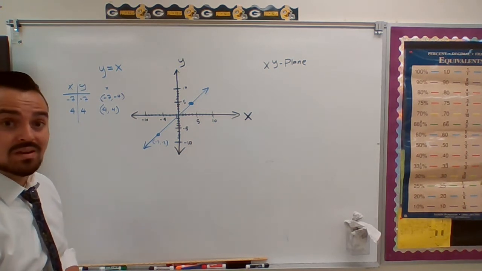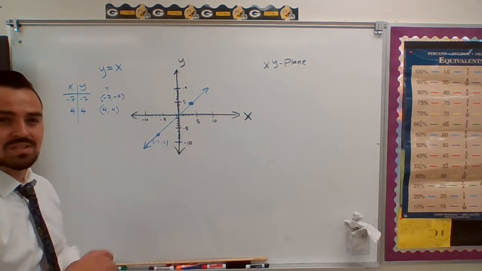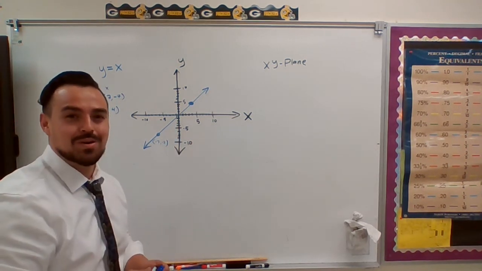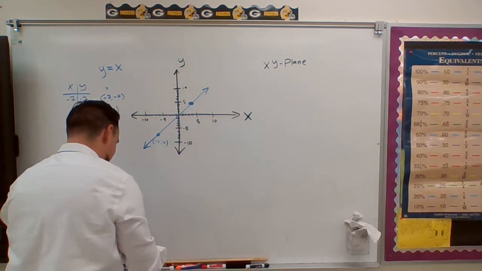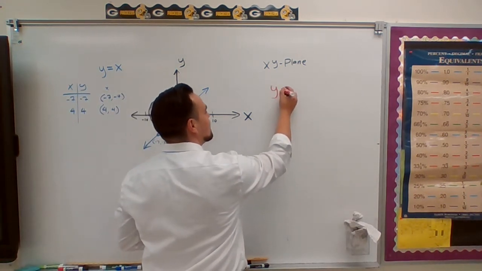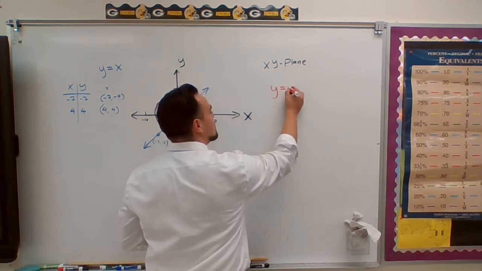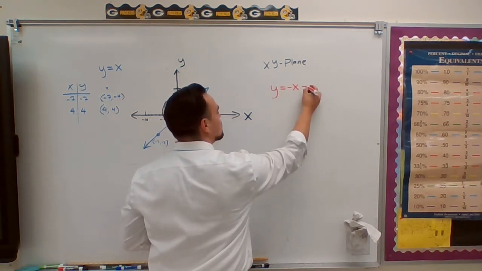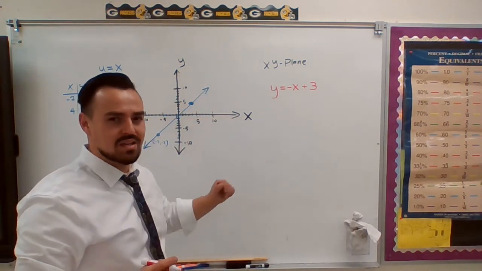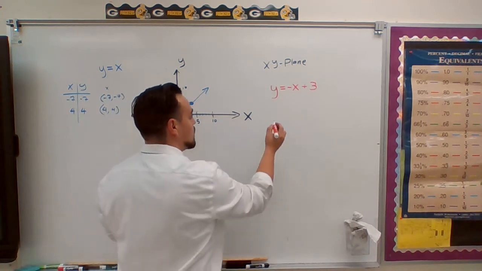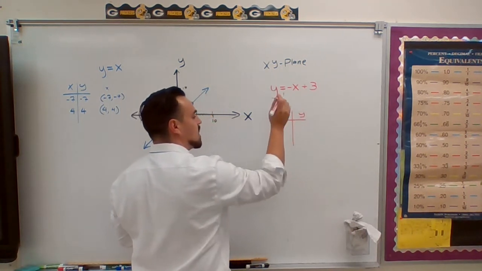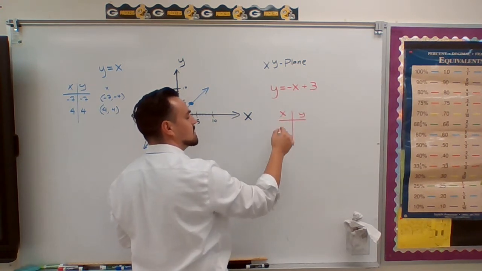Let me give you another one, except this time I'm not going to give it to you in the traditional way that I've been giving it to you. I'm going to throw another wrench into the gears. Let's graph y equals negative x plus 3. Y equals negative x plus 3. So using my table method, I'll plug in a couple points for x.